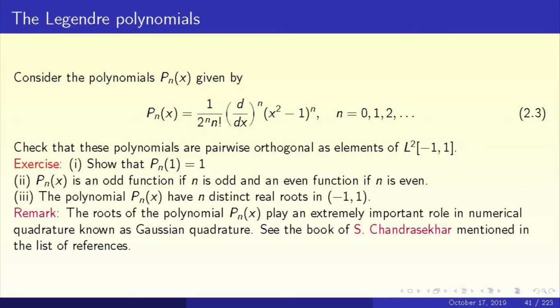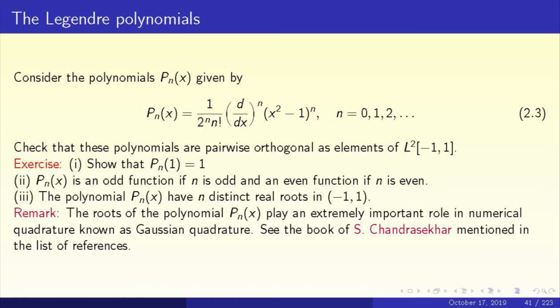Let us look at other types of orthogonal systems. Let us look at the interval minus 1 to 1 and let us take L2 of minus 1, 1. Here on the slide in equation 2.3 there is displayed a polynomial. Pn(x) is the nth derivative of (x squared minus 1) to the power n. Note that (x squared minus 1) to the power n is a polynomial of degree 2n. When I differentiate it n times, I get a polynomial of degree n. Of course, when n is 0, you are not differentiating at all, and (x squared minus 1) to the power 0 is simply 1. So, P0(x) is 1.